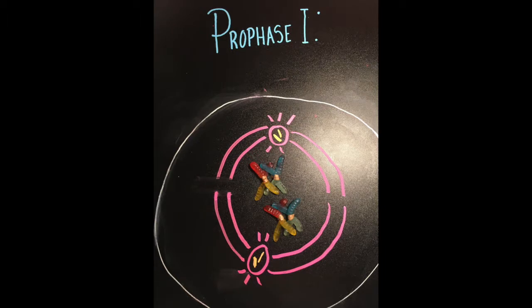Crossing over also occurs. Crossing over is when homologous chromosomes exchange genetic information. It is illustrated through the change of colors in the gummy worms. The site of crossing over is called the chiasma.